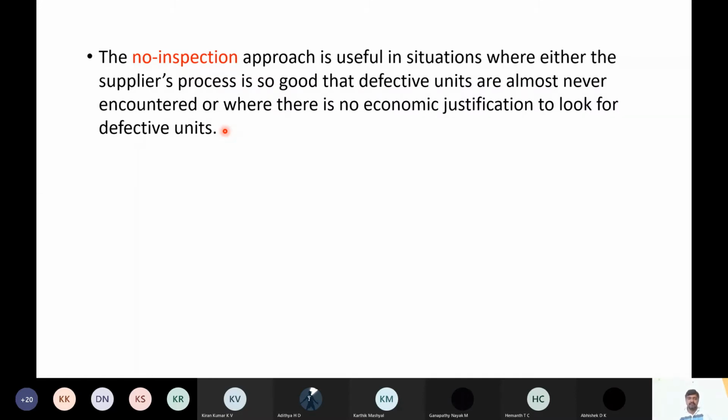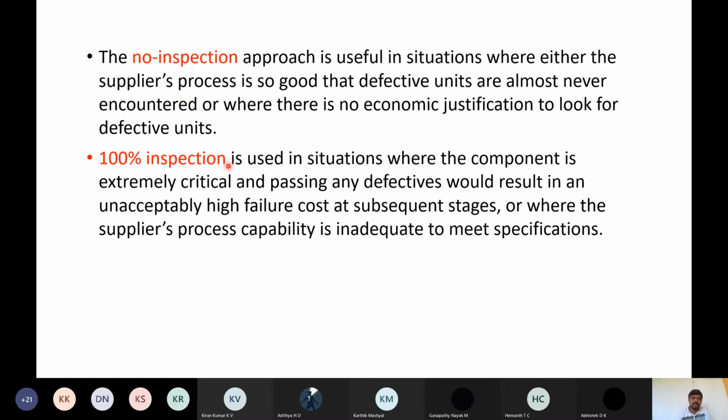It may be in terms of retaining the brand value of the product. It may be in terms of what the cost of those 2 units is. If the cost of inspection is more than the cost of these 2 defective units, then is there any reason to go for inspection? Like that, there are many considerations.